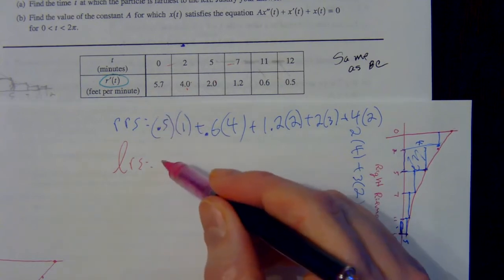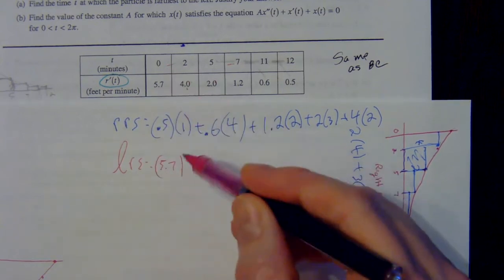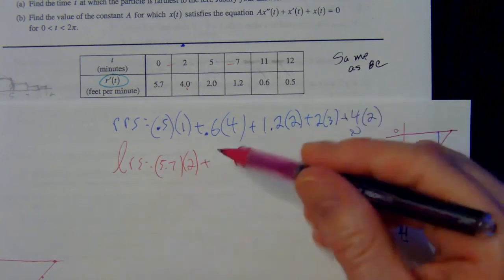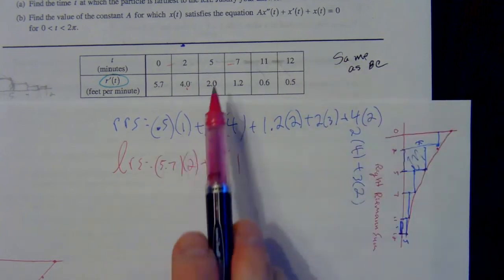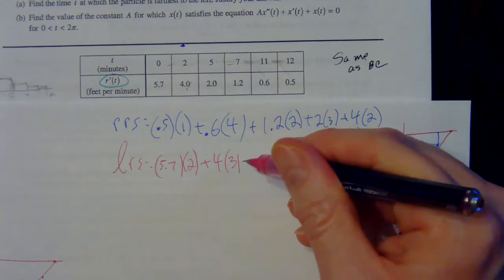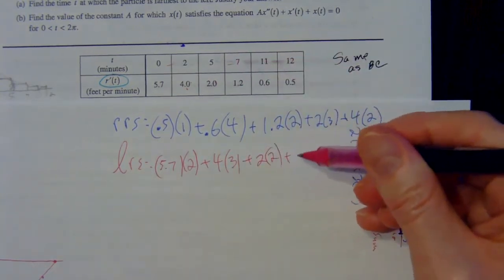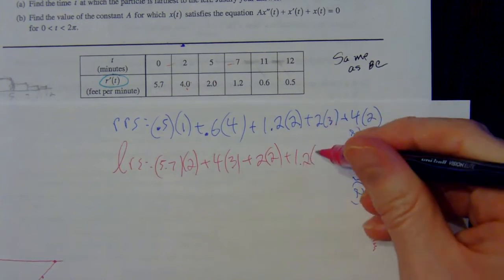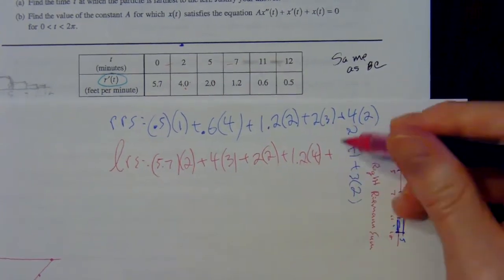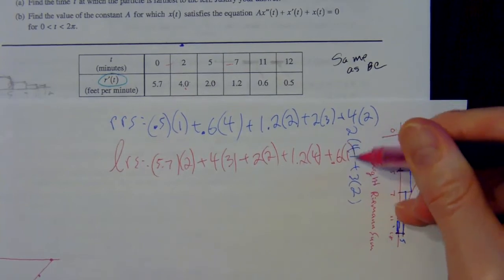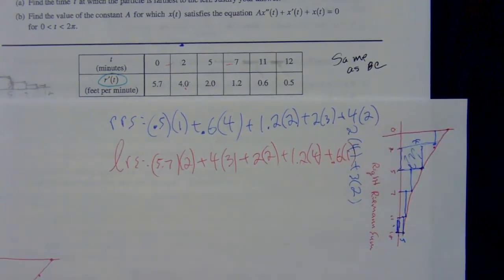So again, I'll go 5.7 times 2, and I'll go plus the 4 times the distance between the 2 and the 5, which is 3, and then we'll go plus the 2 times the 2 plus 1.2 times 4. And then the last one would be 0.6 times 1. That would be your left Riemann sum.